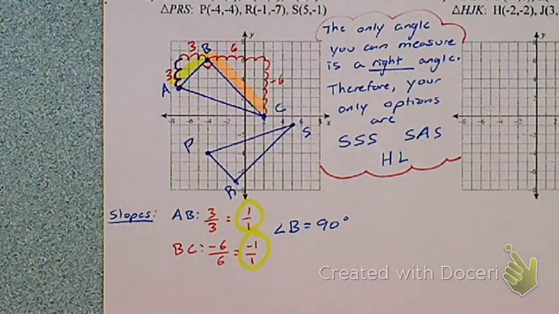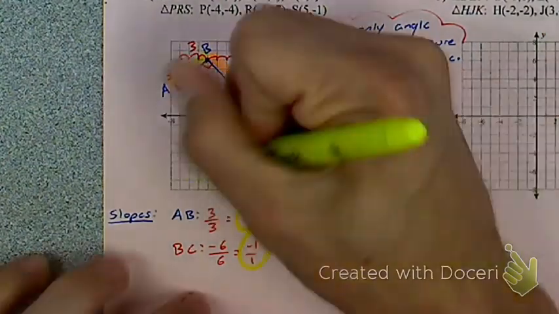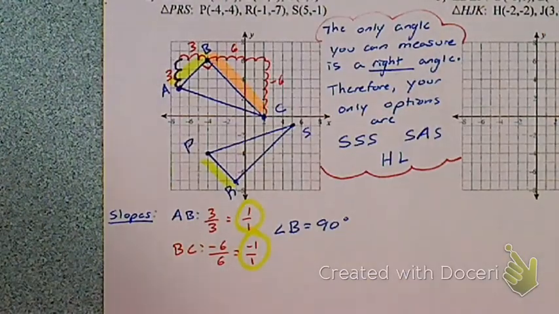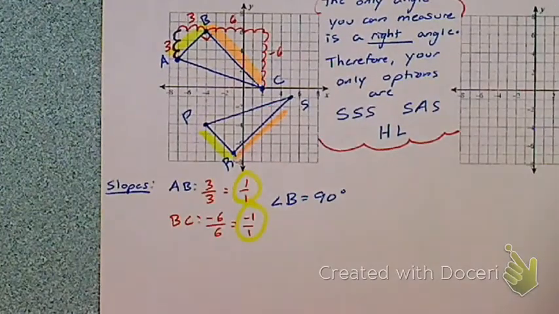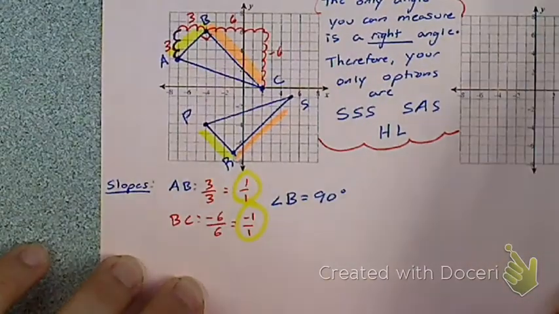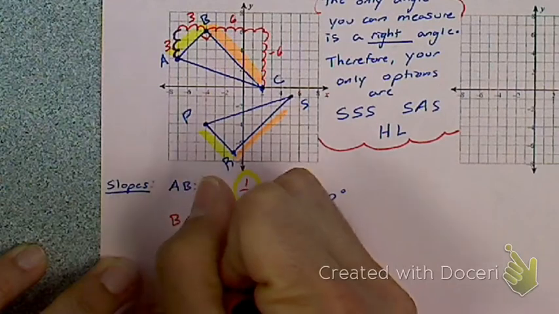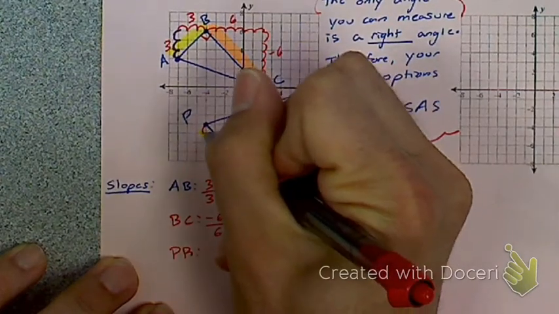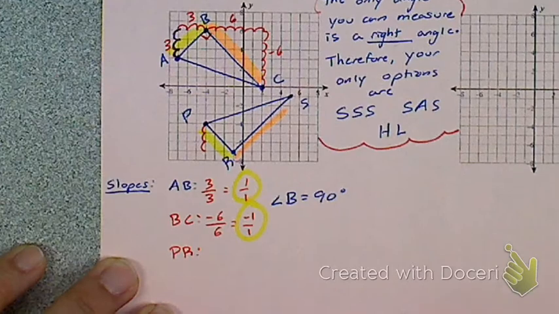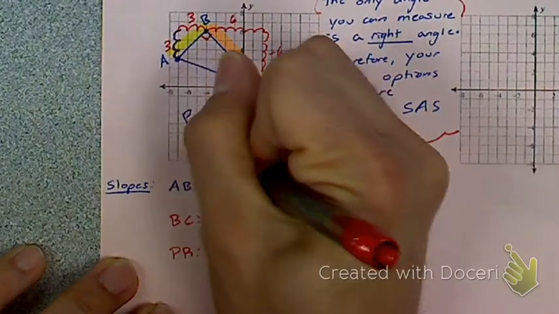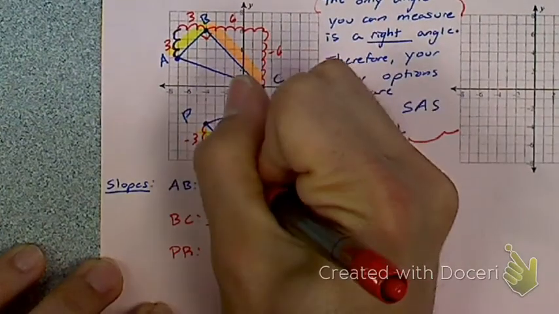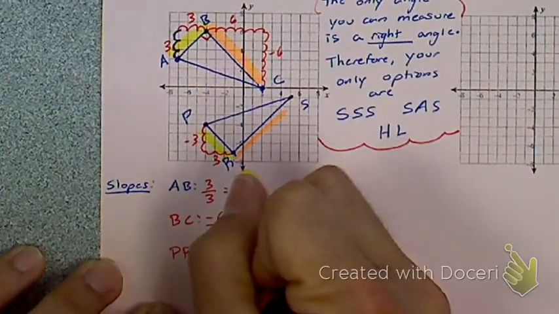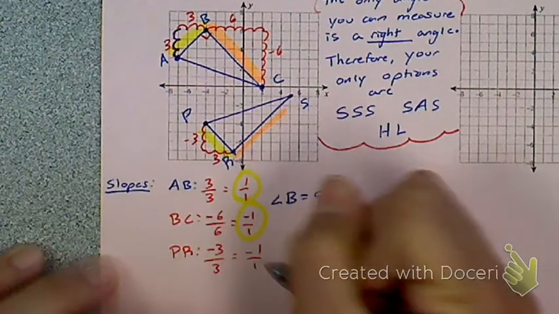So now to prove that angle R is a right angle, I'm going to do the same thing for PR and RS. PR. What's my rise? 3. What kind of 3? Negative 3. What's my run? 3. Which makes it negative 1 over 1.